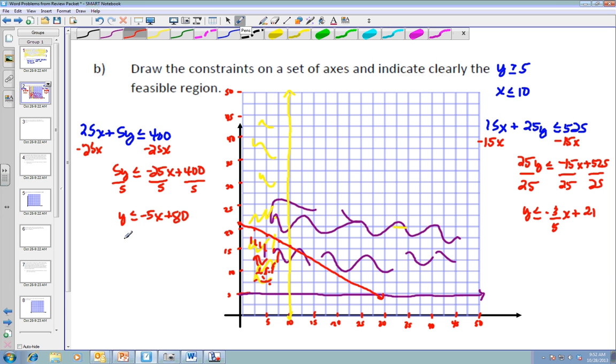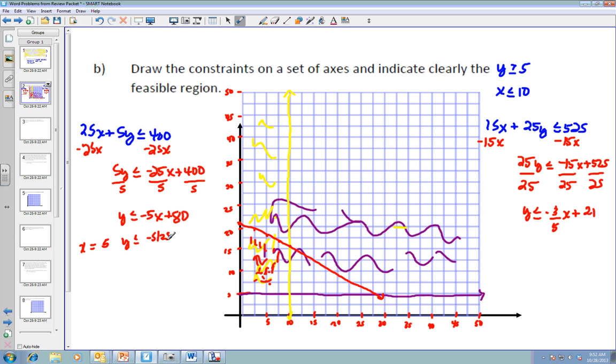I'm counting down by 5, right? So what I did is I plugged in, where am I at when x equals 5? So when I plug 5 in, y is less than or equal to negative 5 times 5 plus 80. So y is less than or equal to negative 25 plus 80. That's going to give me 55. So I know when x is 5, I'm up here at 55.